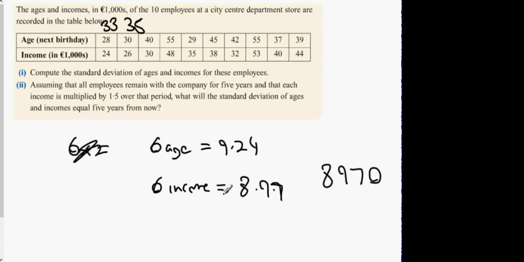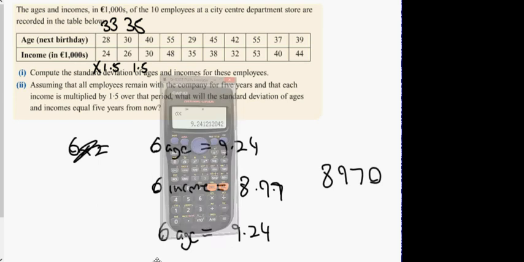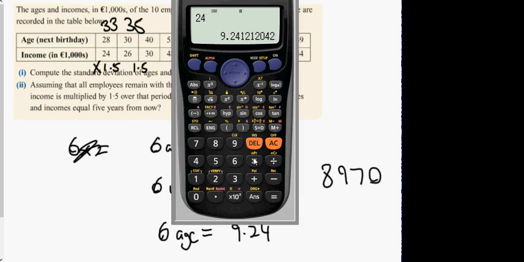You can put it all into your calculator, add on 5 to each one, do it again, and what you'll find is the standard deviation of the age remains the same. Okay? Still 9.24. However, the income, look at it this way. If I multiply this by 1.5 and this one by 1.5, currently the gap is what? The gap between 24 and 26 is 2. I estimate that the gap will be 3 next time. We'll see. Or will it? Actually, it'd be bigger.